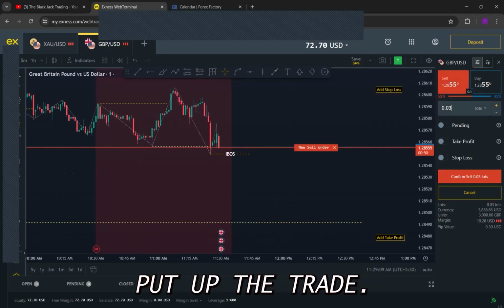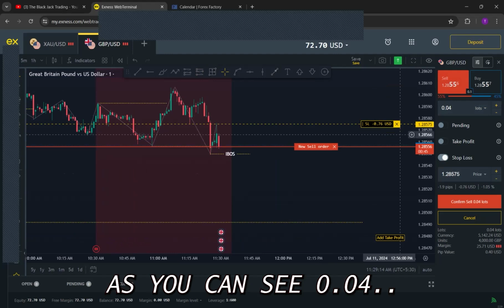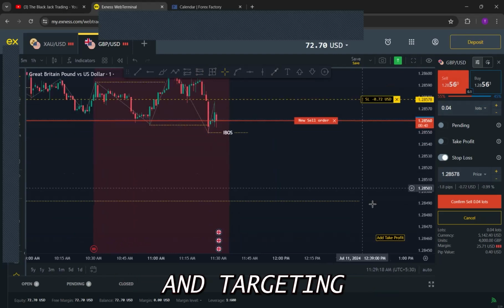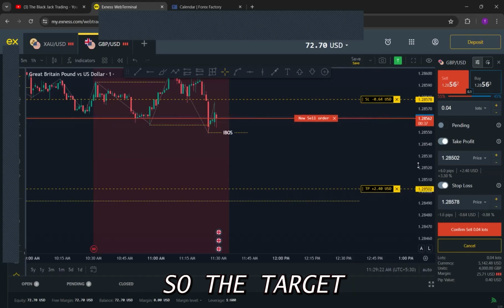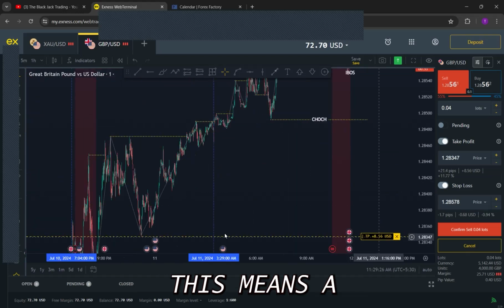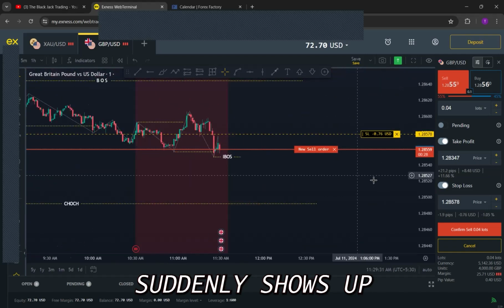So let's put up the trade. We are going to go with 0.04 lots over here. As you can see, 0.04 lots over here I have put up. We'll be putting the stop loss somewhere around over here and targeting towards the downside. So the target will be somewhere on the downside towards this low, this major low over here. Now let's see if we get this target or not, or if the price suddenly shows up or down.